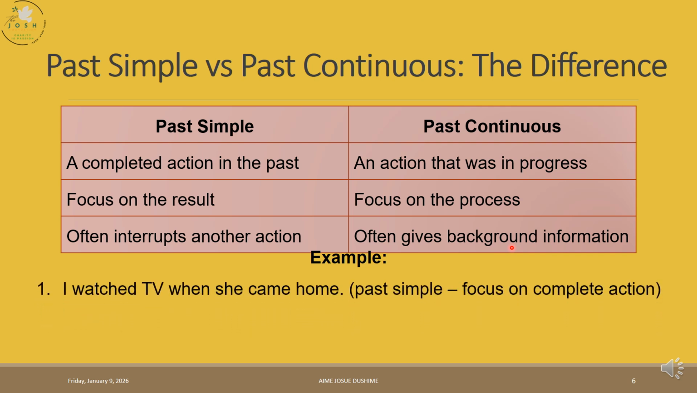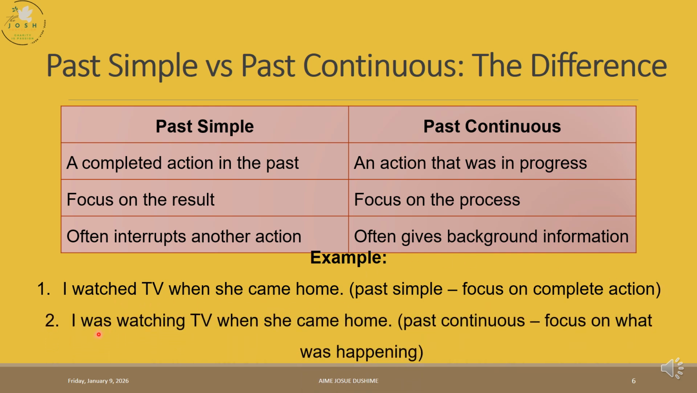Let's see examples. I can say, I watched TV when he came. That's a past simple. It is focusing on the action. And the second, I was watching TV when he came home. We are focusing on what was happening. Look, the first one said, I watched the TV when he came. We are focused on completed actions. Watched TV, she came home.